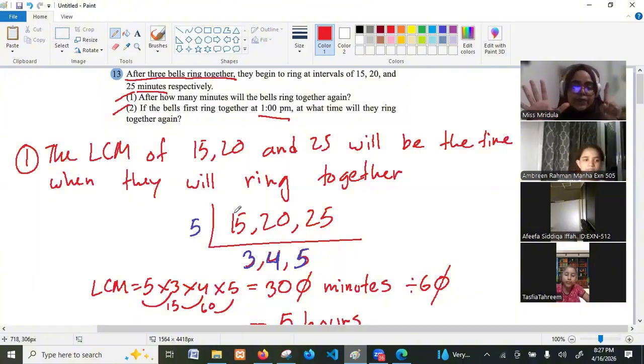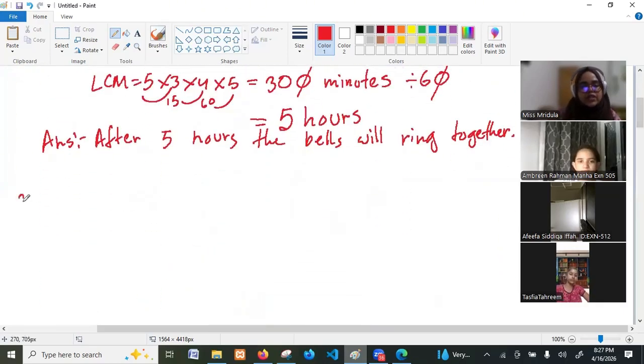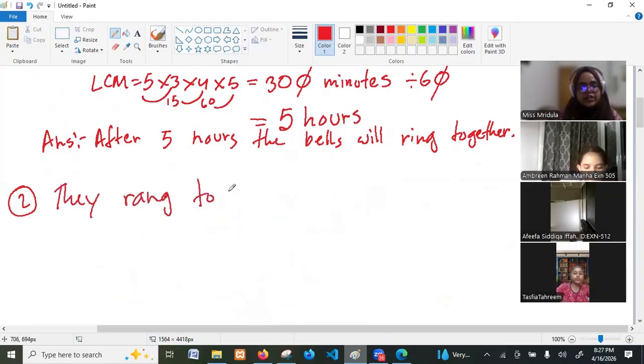It was already the time. And after 5 hours, what will be the time? It will be 6 p.m. Right. So that is the time when they will be ringing together. So let's do that. This is the second part of number 3. We can write they rang together.